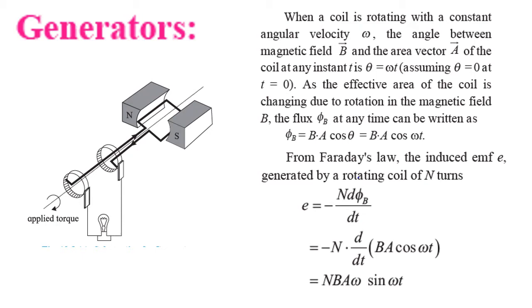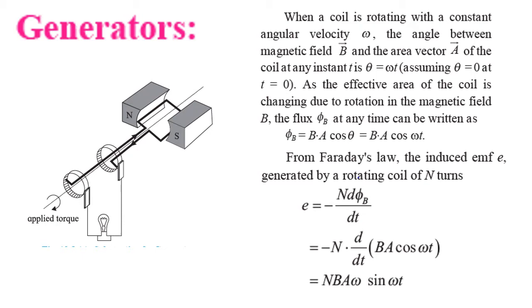The ends of the armature coils are connected to the slip ring commutators. The brushes which are running on the slip ring commutators gather the current from the armature coil. With the help of axle, the coil is rotated in a magnetic field with angular velocity omega.